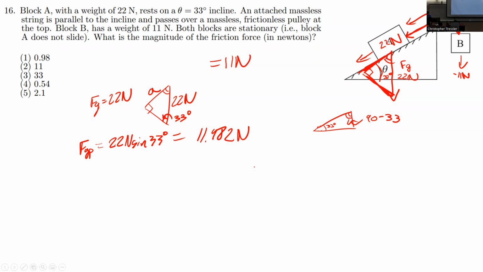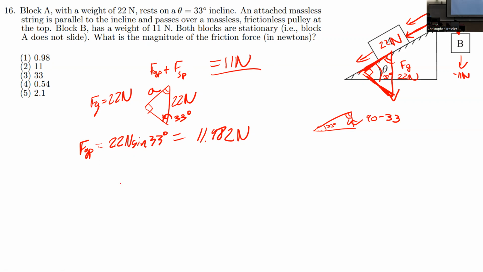newtons. Okay. So now what is it actually asking for? It's asking for what is the magnitude of the friction force. Now notice, we're going to have two forces on this block in this direction. We're going to have the gravitational force, and then we're going to have the frictional force. So what this really means is what is equal to this 11 newtons? It's going to be the force of the gravity in the forward direction plus the static force in the forward direction is equal to 11 newtons.